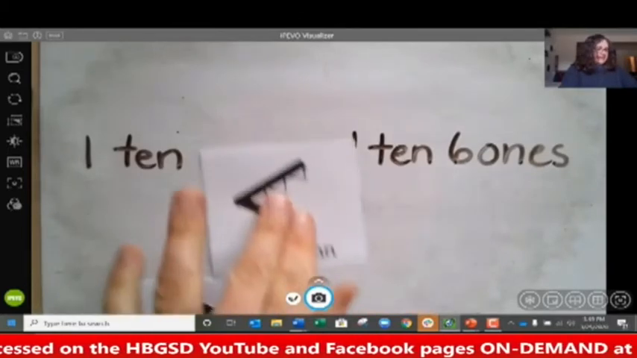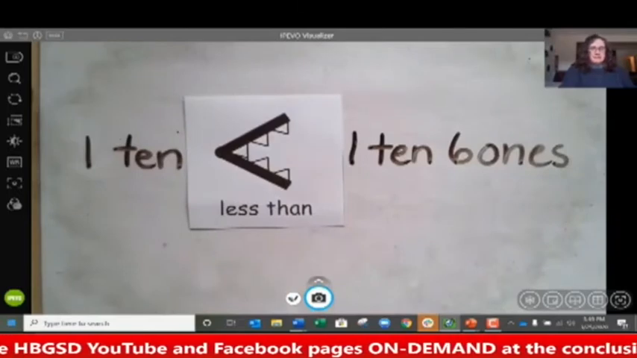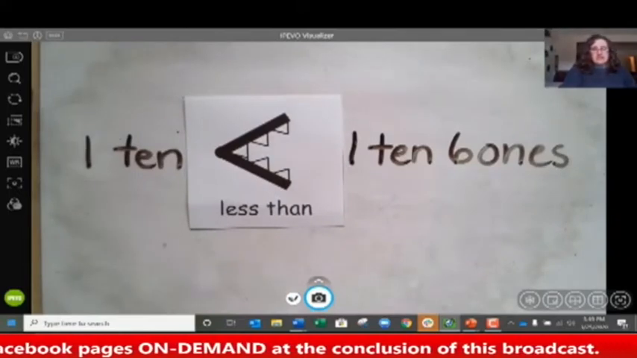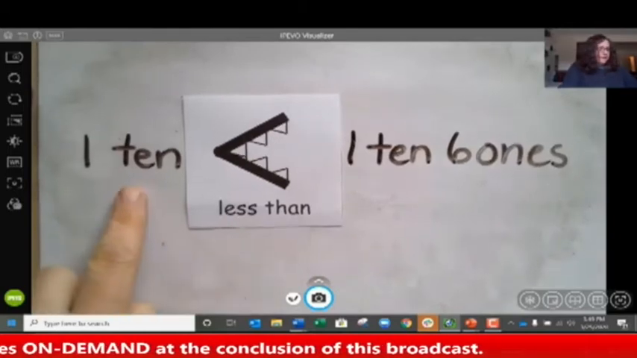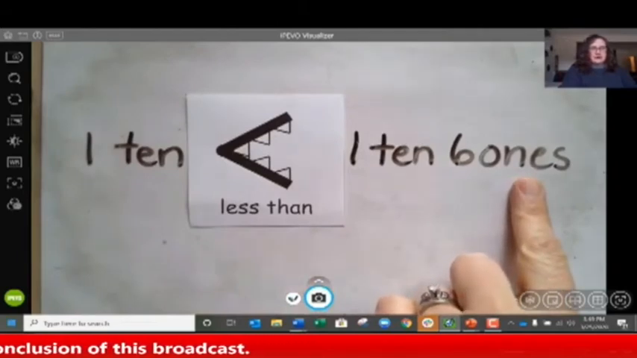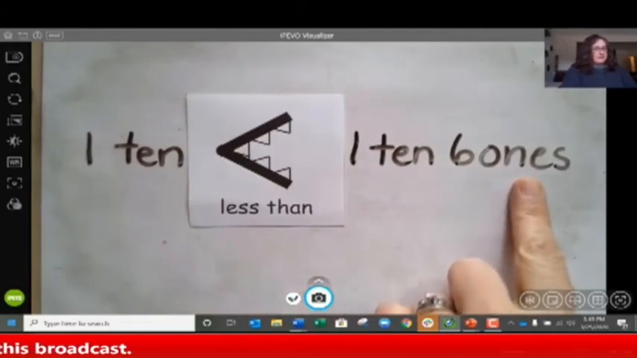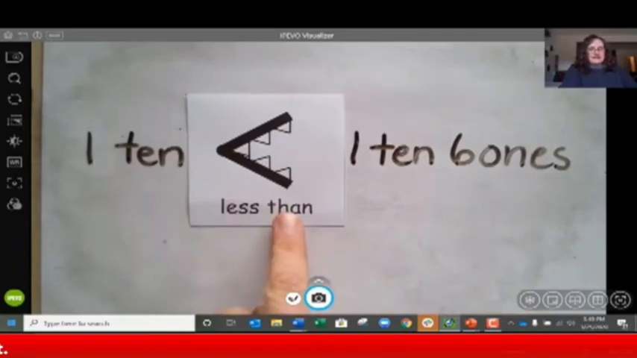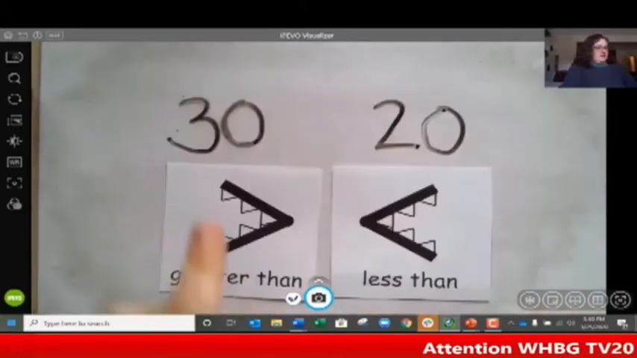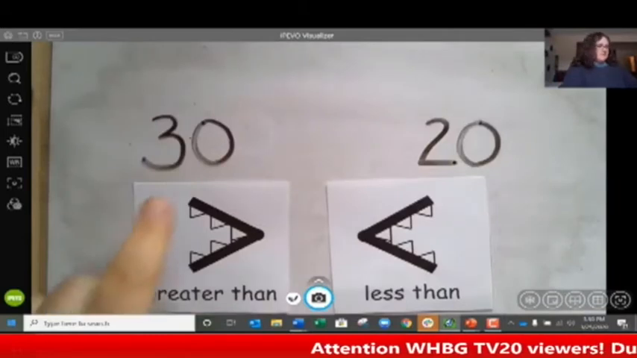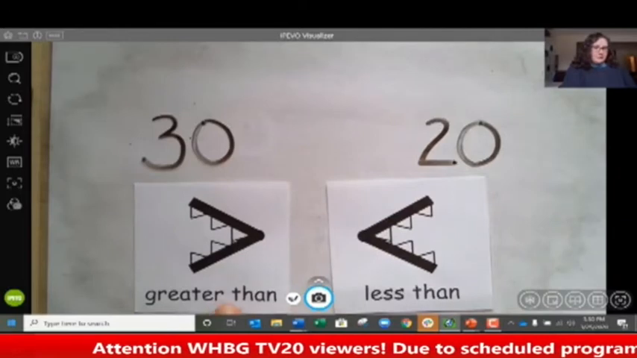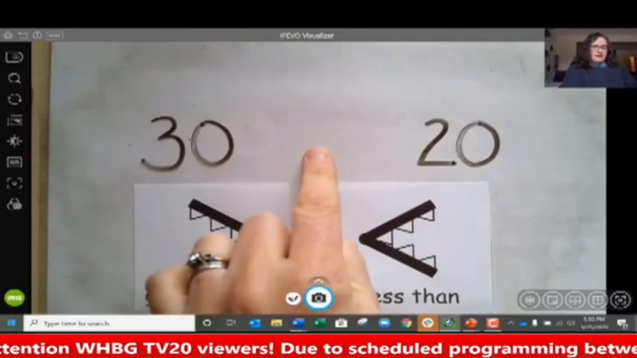Did you say 1 ten is less than 6 ones? This is kind of like our 15 fish and 10 fish, right? We have 1 ten or 1 ten and 6 ones. So that means 1 ten is less than 1 ten and 6 ones. Let's try another one. This time, let's compare 30 and 20. Would you put greater than or less than right here in the middle?